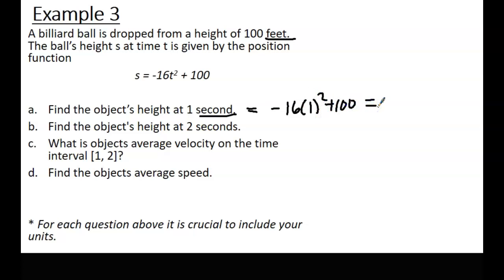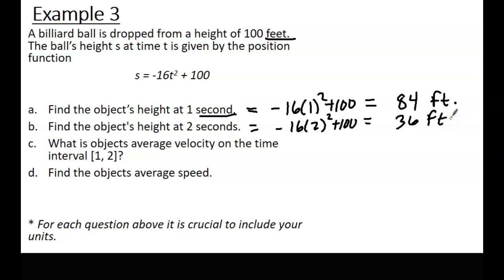What's that going to be? 84 what? Okay, guys. So what this means is after you drop the ball, after 1 second, it went down to 84 feet off the ground instead of 100. It was at 100. 1 second goes by. Now it's at 84 feet off the ground. All right. Let's go ahead and find the object's height at 2 seconds. So now I'm going to plug in 2. So 36 feet.